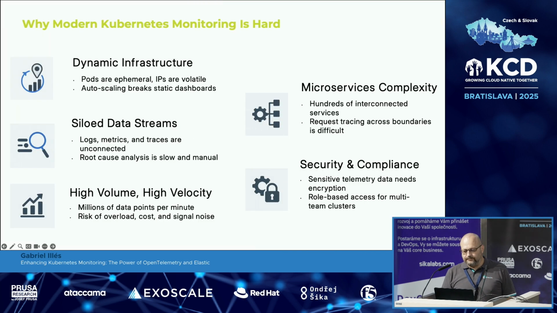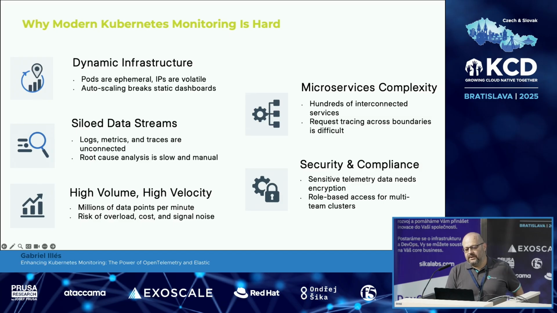So let's talk first about why it's so hard to monitor things in Kubernetes. First of all, Kubernetes is a highly dynamic infrastructure. As you know, pods are ephemeral, IPs are changing, and if we count also the auto scaling, it's adding another layer of complexity. So it could be really hard to monitor things, or observability things, in such a dynamic infrastructure.